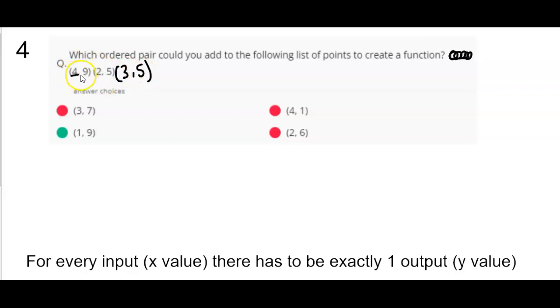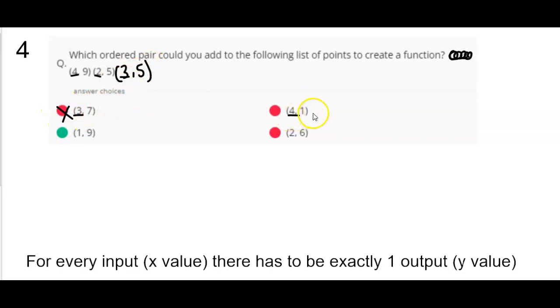Each of our x values has to go to exactly one y value. So 4 has to always go to 9. 2 has to always go to 5. 3 has to always go to 5. It's okay that more than one thing has the same y value as long as each x value only has one y value. So if we tried to add the point 3, 7, that's an issue because we already said that the x value of 3 gives us 5. It can't give us 5 and 7.